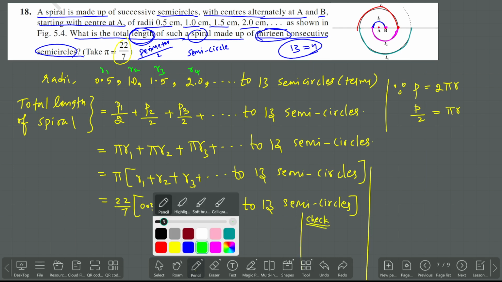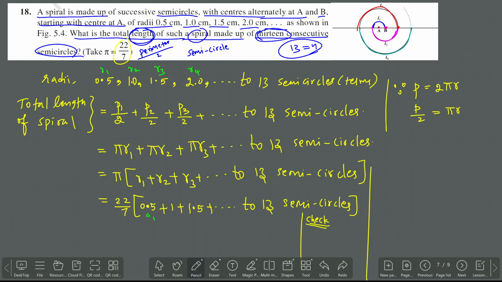Right. So this is my A1, A2, A3. So what is my A2 minus A1? 1 minus 0.5 equal to 0.5. A3 minus A2 equal to what, Raja? 1.5 minus 1 equal to 0.5. So what will you say? Yes, it's an AP. Am I right? Right.